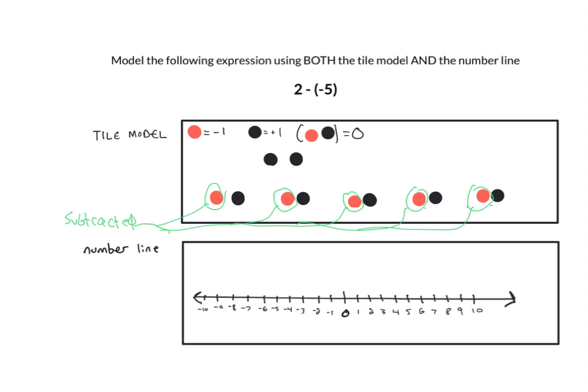Okay, so what I'm left with is my solution. I am left with 1 plus 1 plus 1 plus 1 plus 1 plus 1 plus 1. So I'm left with 1, 2, 3, 4, 5, 6, 7 positive tiles. So my answer then is a +7.